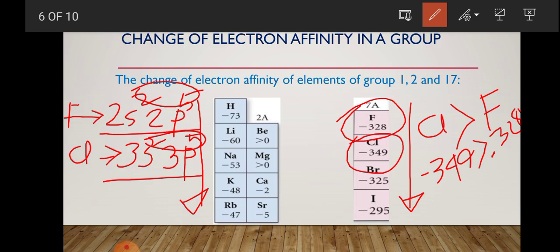There is a very common question which is important for the board exam. The question is: the electron affinity of fluorine is less than that of chlorine, explain it. This question is common for the board exam, so memorize this question properly.